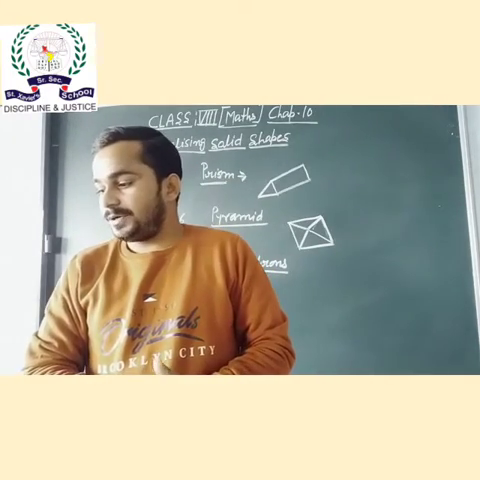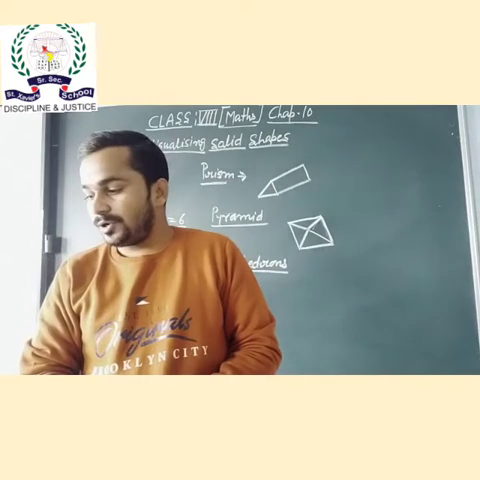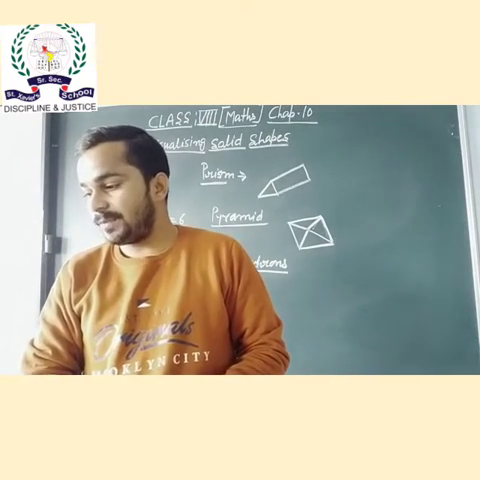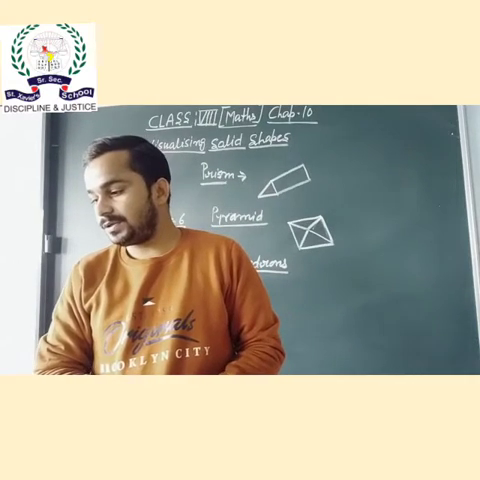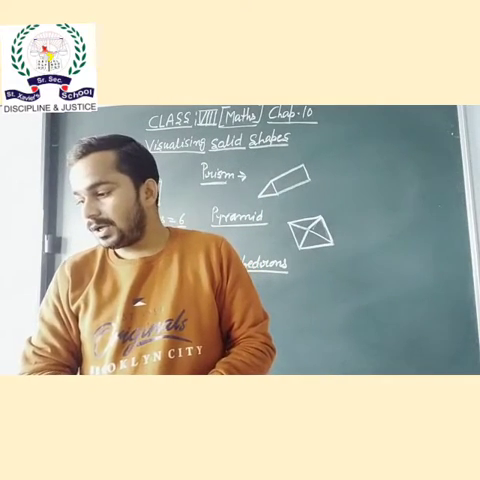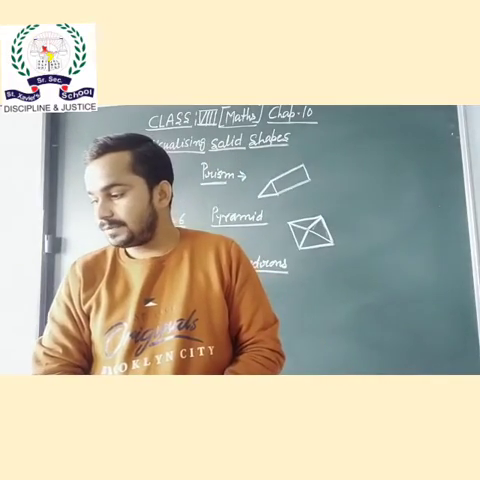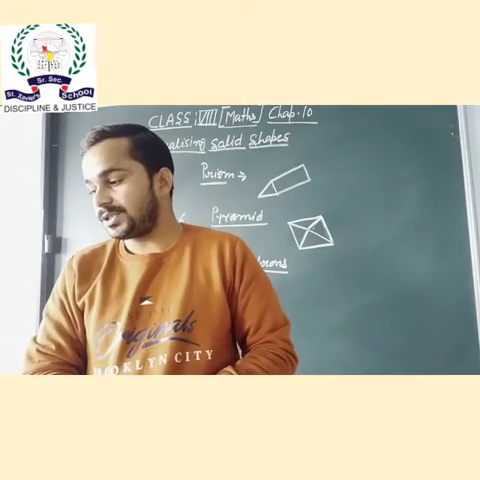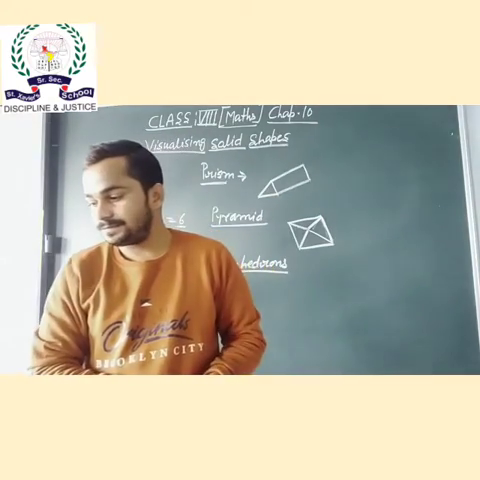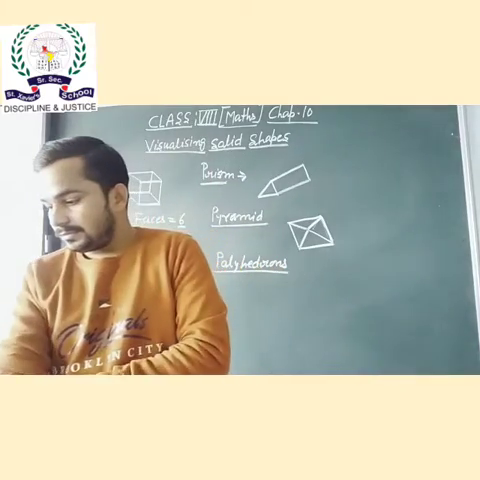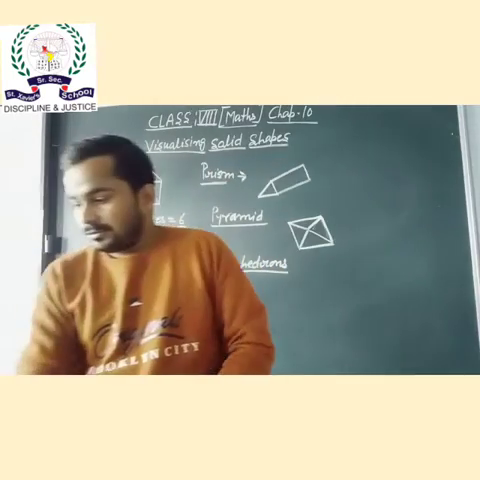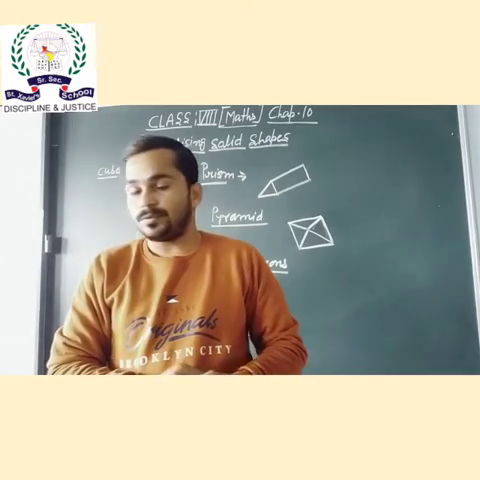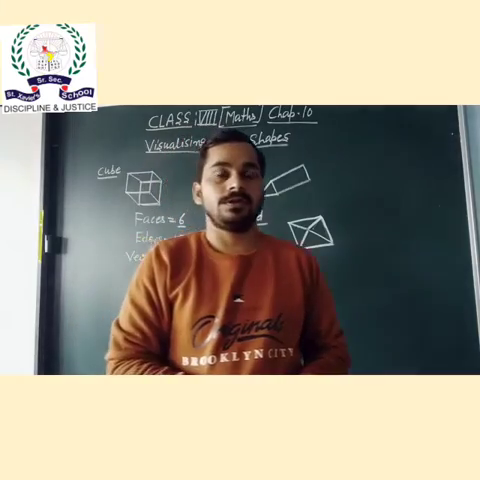Then regular polyhedron. A polyhedron is said to be regular if its faces are made up of regular polygons and the same number of faces meet at each vertex. A cube is a regular polyhedron, but a cuboid is not a regular polyhedron as its faces are not congruent rectangles. So a polyhedron whose faces are not made up of regular polygons is not a regular polyhedron.